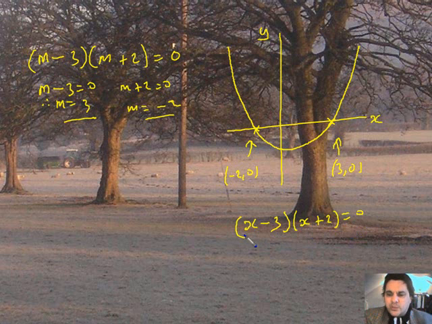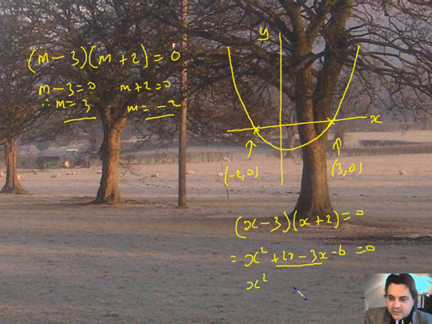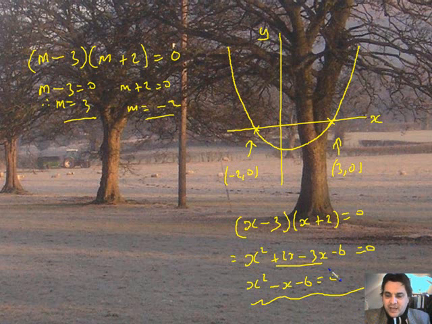Let's see what the original equation would have been anyway. Multiplying out, it's only a grade B one. I've got x squared plus 2x minus 3x minus 6 equals 0. So x squared, 2 minus 3 is minus x, minus 6 equals 0. So that was the original grade B quadratic.